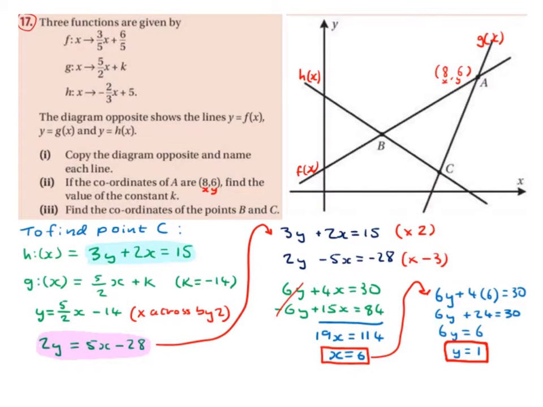Now our y's will cancel. 4x plus 15x is 19x. 30 plus 84 is 114. 114 divided by 19 is 6. x is equal to 6. I'm going to substitute x is equal to 6 into one of my equations. I'm going to go for this one here. 6y plus 4 times 6 equals 30. 4 by 6 is 24. 30 minus 24 is 6. 6 divided by 6 is 1. So x is 6 and y is 1. So point C is going to be 6, 1.